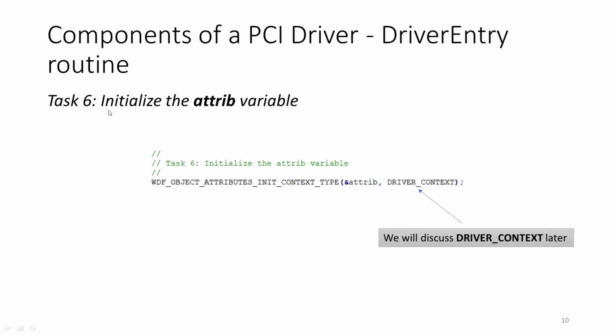Task number 6, initialize the attrib variable. To initialize the attrib variable, we are going to use the WDF object attributes init context type macro. The macro accepts 2 arguments. The first argument is the address of the attrib variable. The second argument is the name of a structure, in this case driver context. As we said before, the driver context data structure is driver defined, so it should be implemented by the developer.